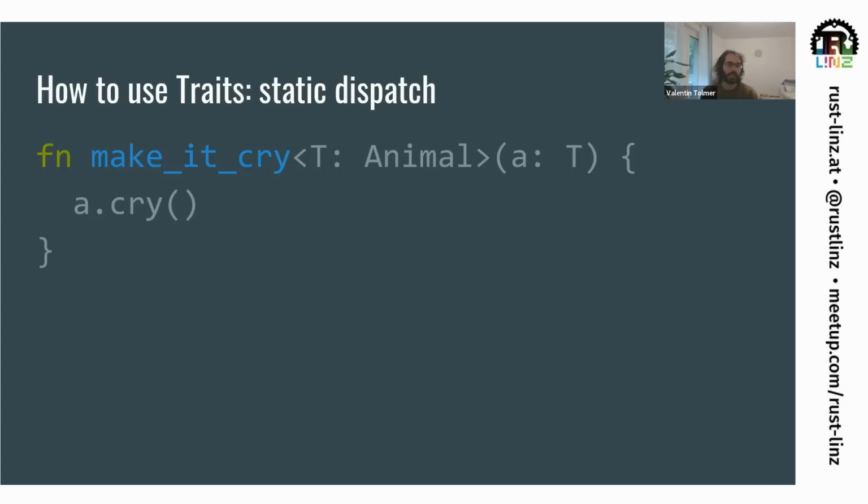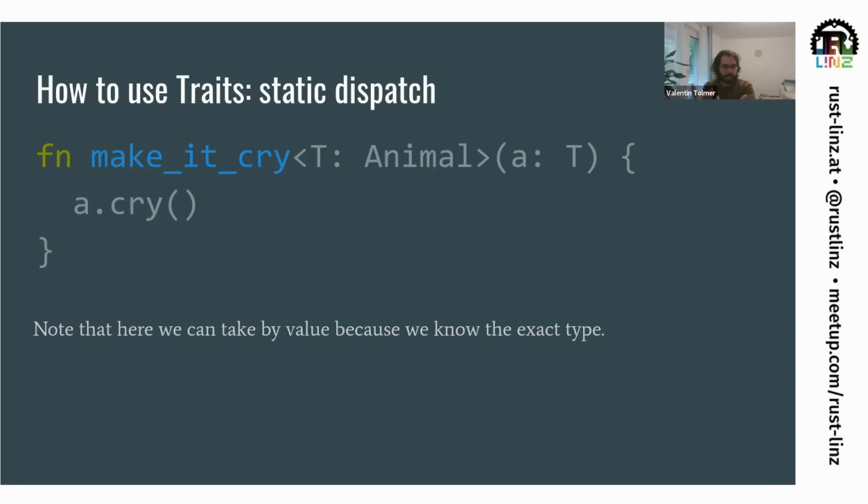And this is like C++ templates, this is monomorphization. So we're going to make a copy of that function for every animal. So there's going to be make it cry that takes a cat, make it cry that takes a dog, make it cry that takes something else. And here we can take the animal by value because we know the exact type, it's T. So in make it cry that takes a cat, we know that it's a cat. So we can take a cat by value, we know the type.